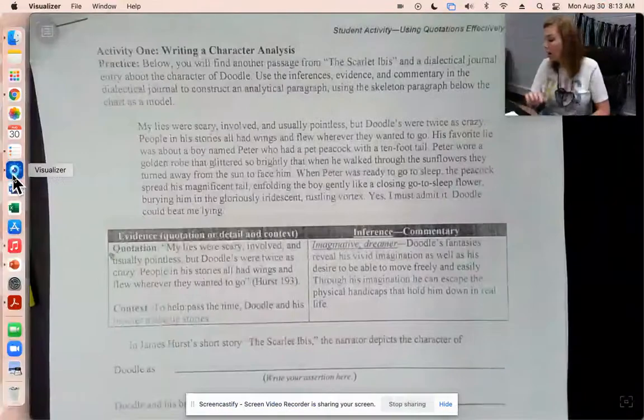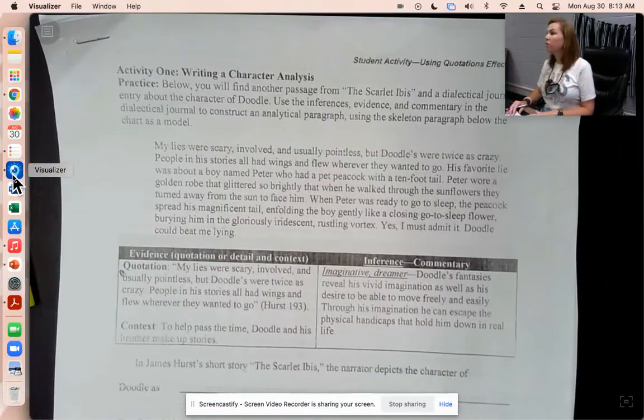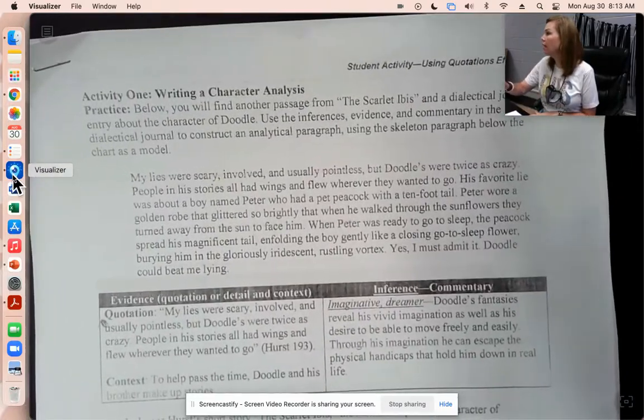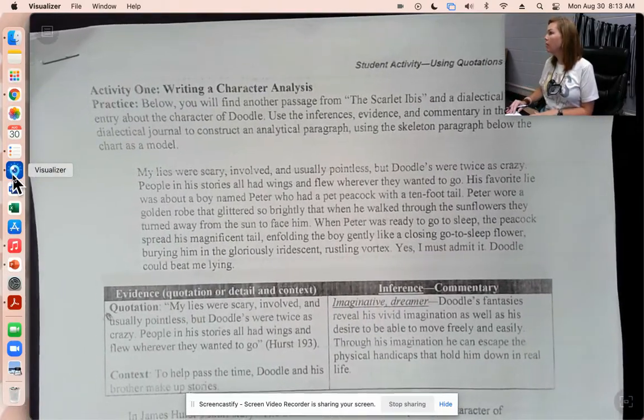All right, everybody's got Activity 1, writing a character analysis out. Okay, we are going to work through this today. Jerson, turn around, face front. You're going to need to see the board anyways.